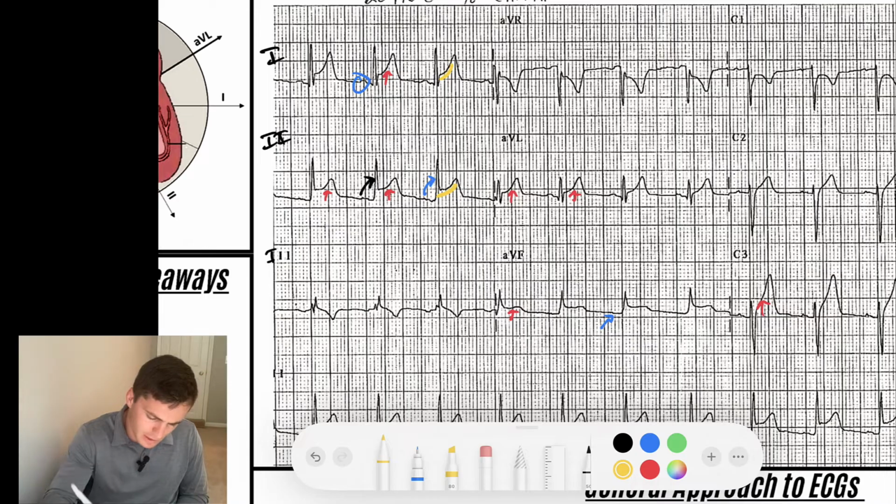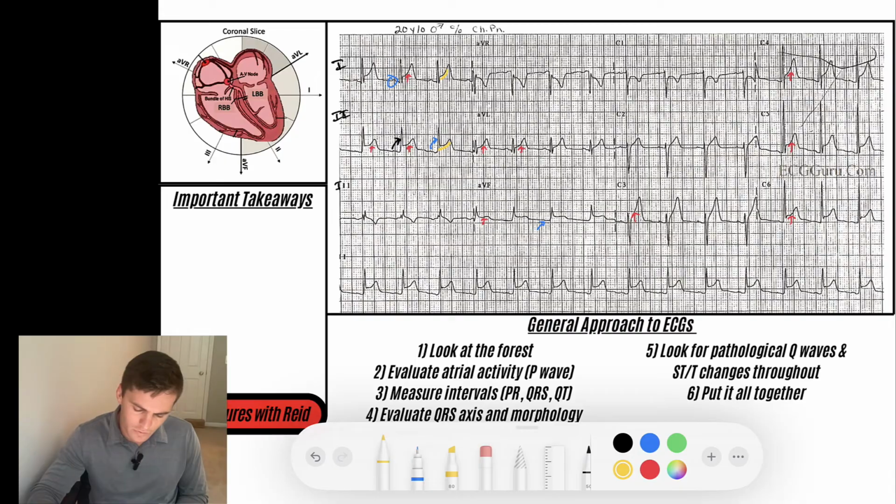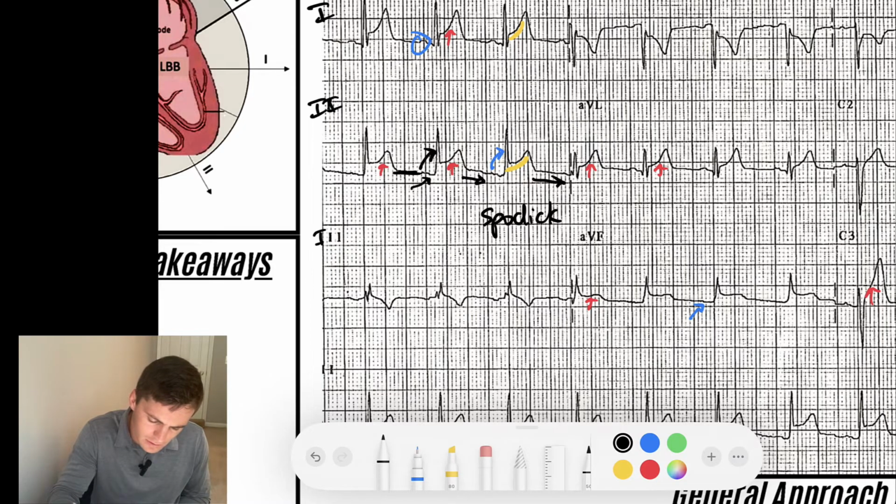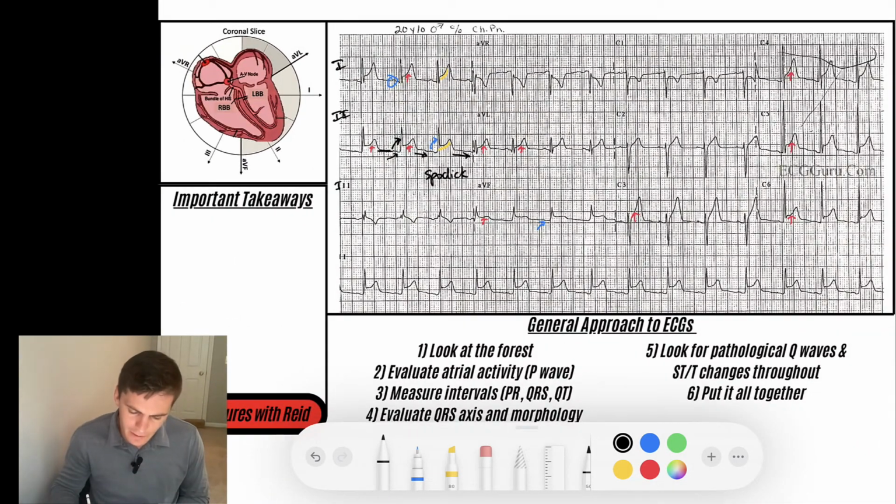It's nice and concave. If you look here, sometimes in lead 2 you can best see some PR depression, right? So here's our baseline, and then you can see the PR is a little bit depressed. And you can even see a little bit of that downsloping TP segment, which is that Spodick sign, right?